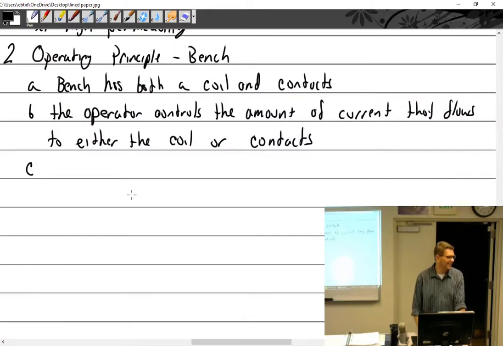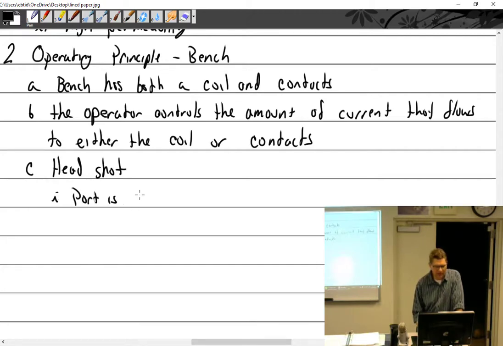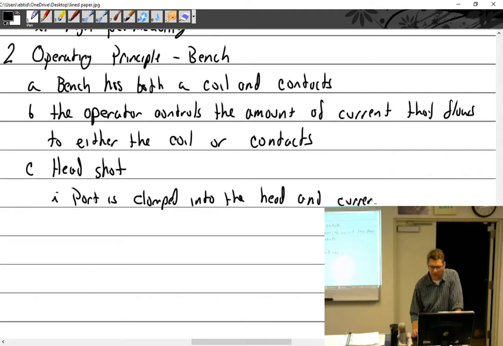There's maths coming. Stand by. All right, so let's talk about a headshot. Apparently, headshot's a good thing. So, headshot. This is where the part is clamped into the heads and the current is passed through the part. Actually, it's a headstock and tailstock, but heads, and current is passed through the part.